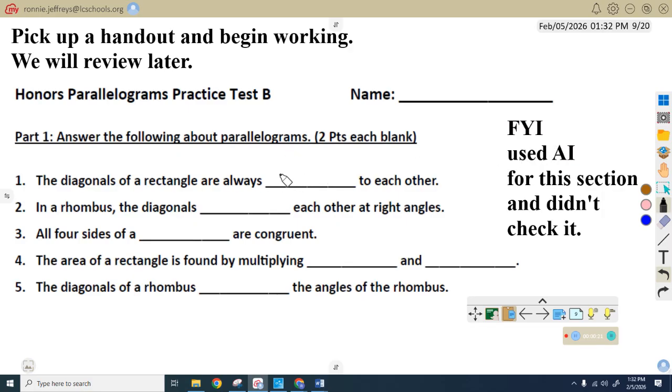So there are two ways that you can answer this. You could actually write that symbol, or you could write the word.